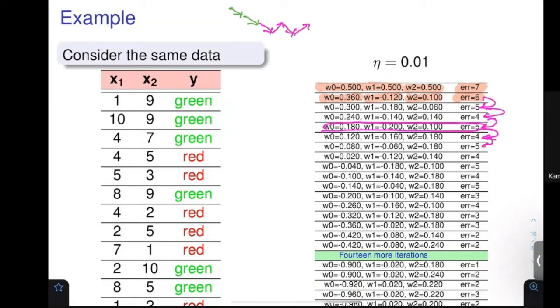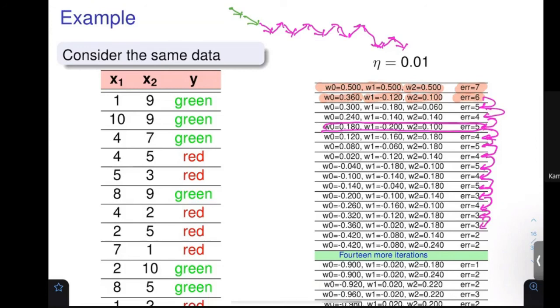You can see that there is a fluctuation. Again you update, error becomes 4. Again you update, error becomes 5. Again you update, error becomes 4. Again you update, error becomes 5. Again you update, error becomes 3. Oh, very good. It has at least reduced something. Again you update, error becomes 4. Again you update, it becomes 3.